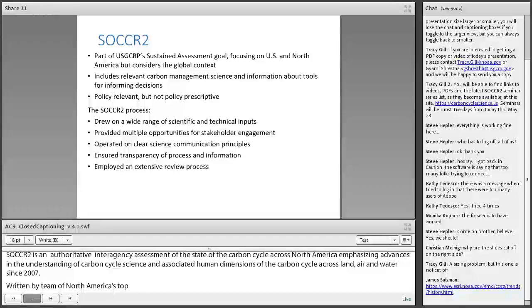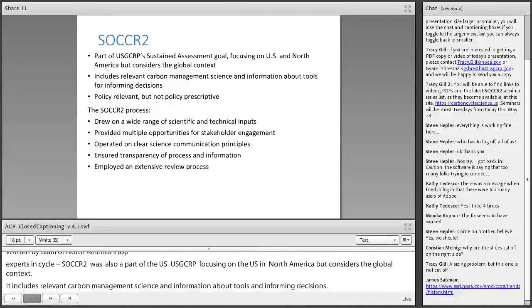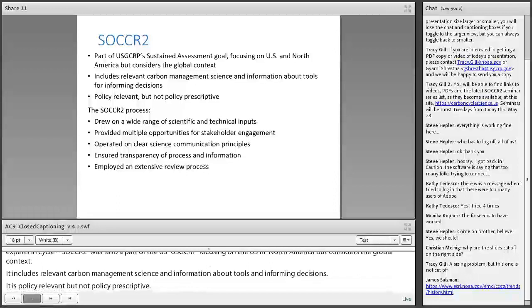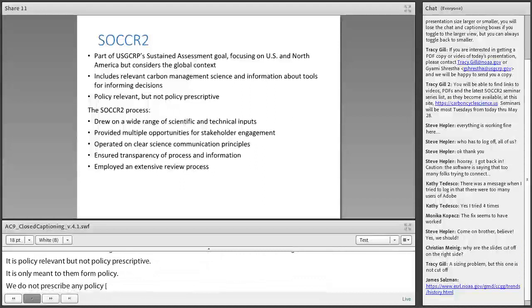It includes relevant carbon management science and information about tools and informing decisions. It is policy relevant, but not policy prescriptive. So it's only meant to inform policies. We did not prescribe any policies in this assessment. We drew on a wide range of scientific and technical inputs, and we operated on a clear set of science communication principles, and we ensured transparency of process and information.